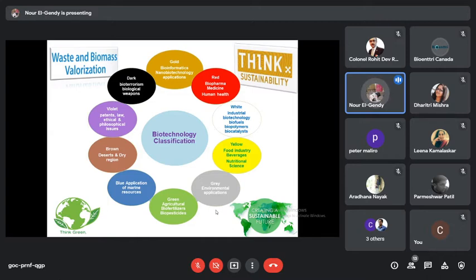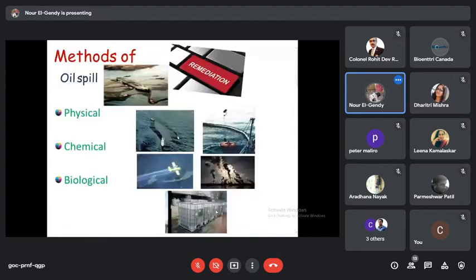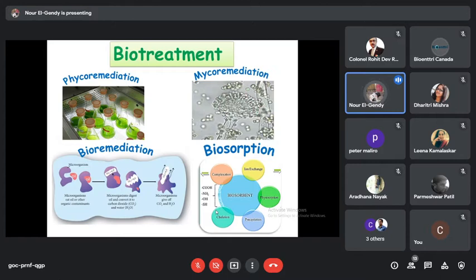Here comes the bad one, which is dark, which is related to bioterrorism and biological weapons. Methods for remediation or reclamation of oil spills in general are physical and chemical, which are not so recommendable because when you use chemicals, you will make another type of pollutant in the environment. The most recommendable is the biological treatment, which comes from what's called bio-treatment.